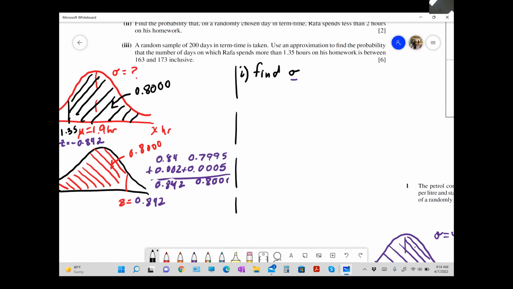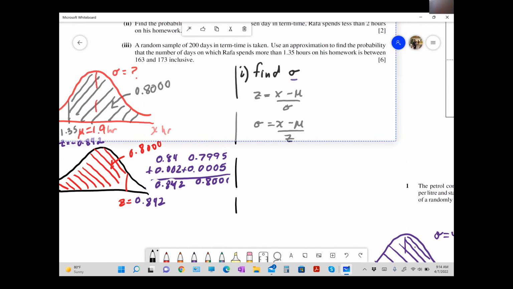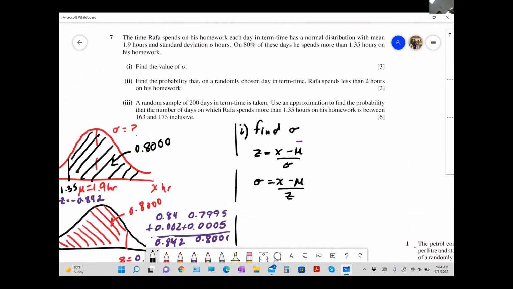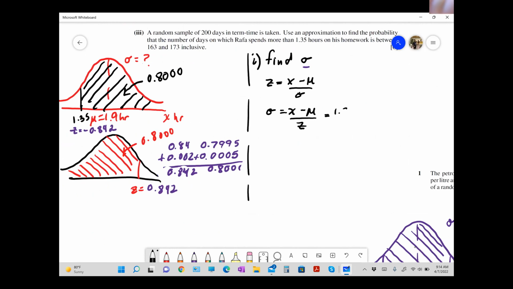All right, let's do it because we haven't done anything. So here's the thing. We want to find sigma. Remember, what does z equal? X minus mu divided by sigma. So sigma equals x minus mu divided by z. So what is x going to be? Your x is 1.35. What is your mean? 1.9. What is your z? Negative 0.842.